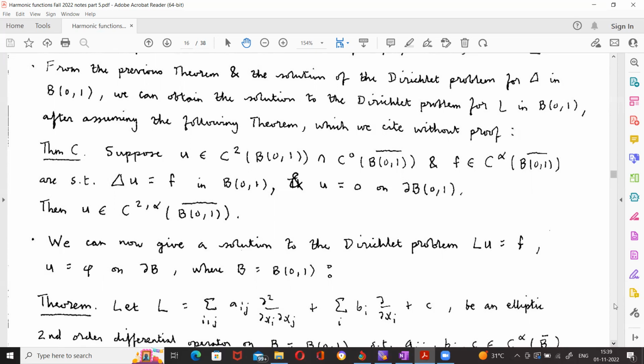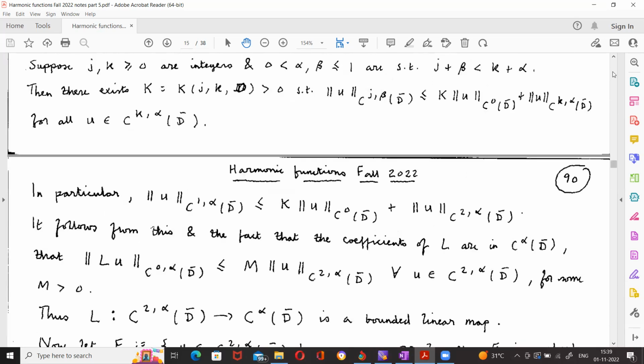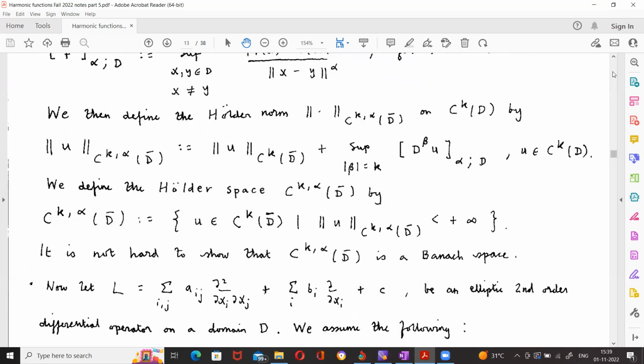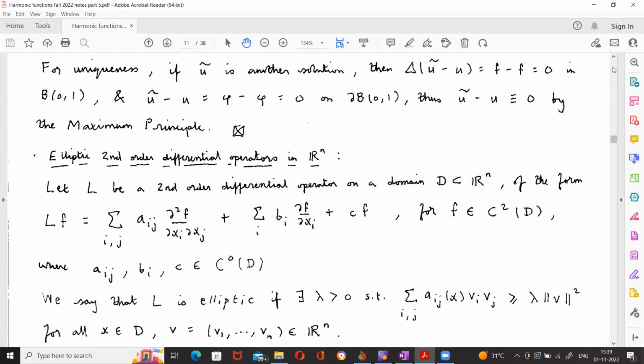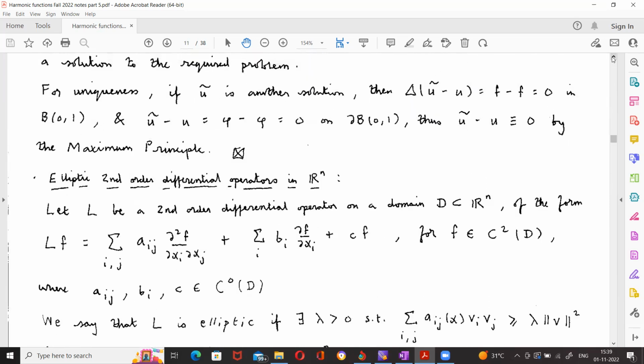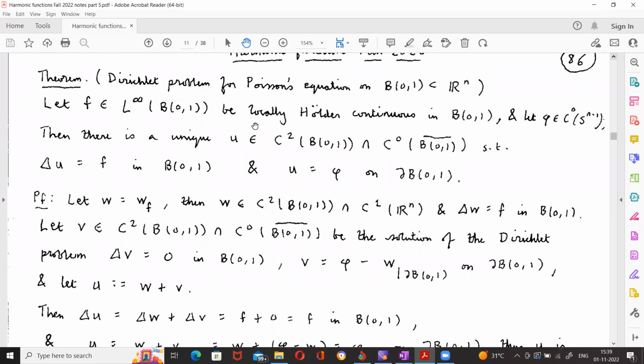already, if you remember last class, we described the solution of the Dirichlet problem for the Euclidean Laplacian, right? We did that last time. Yes, this was the theorem: Dirichlet problem for Poisson's equation on the unit ball. We did this just for the unit ball, right?